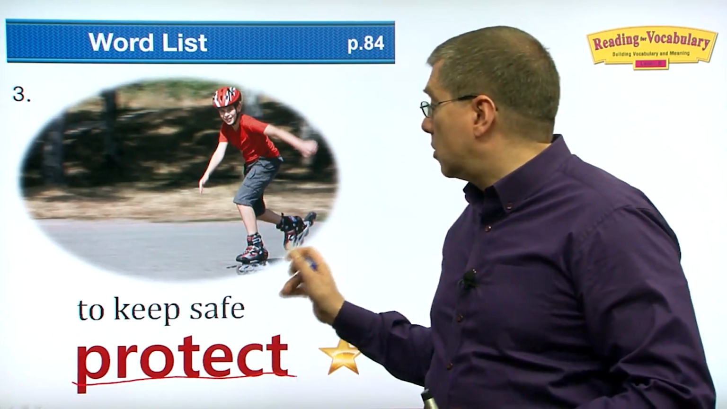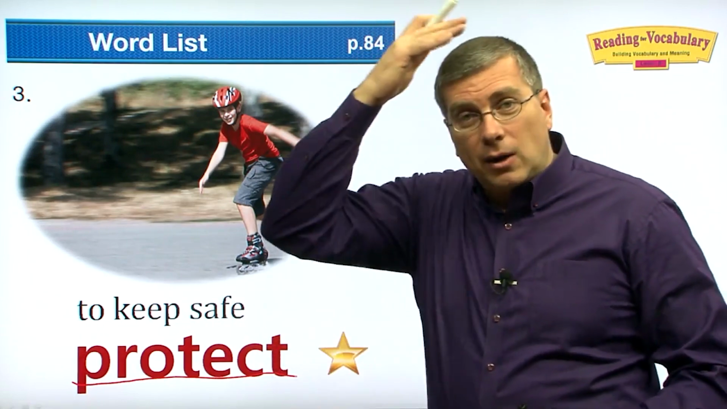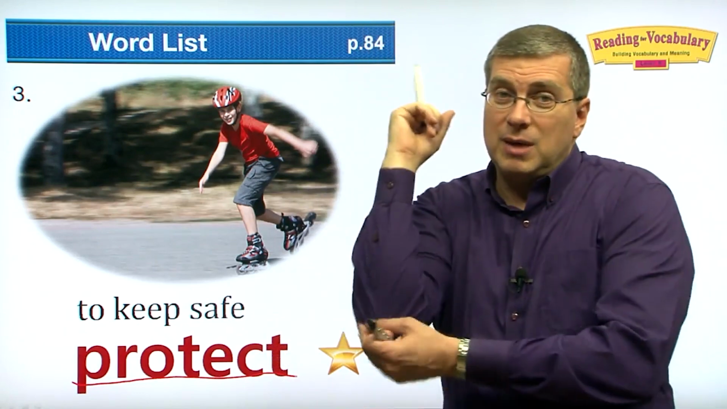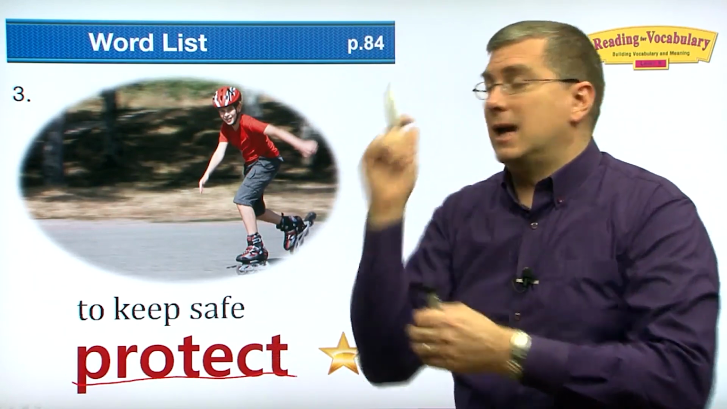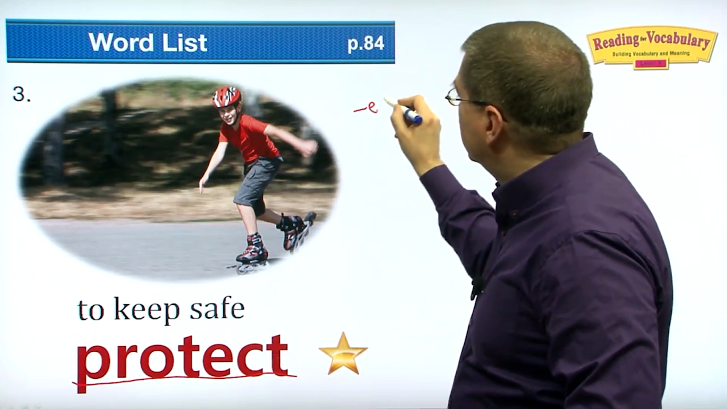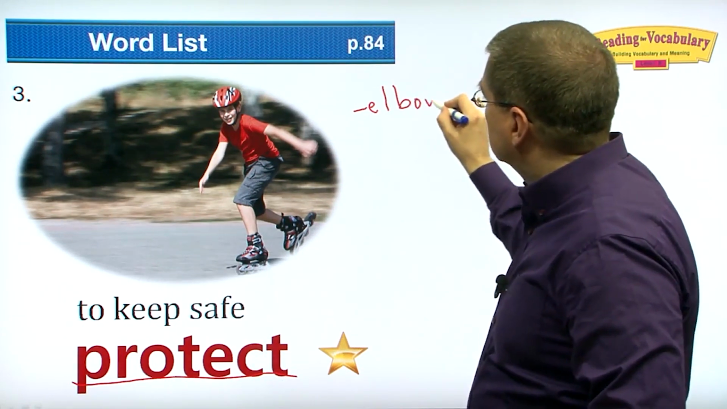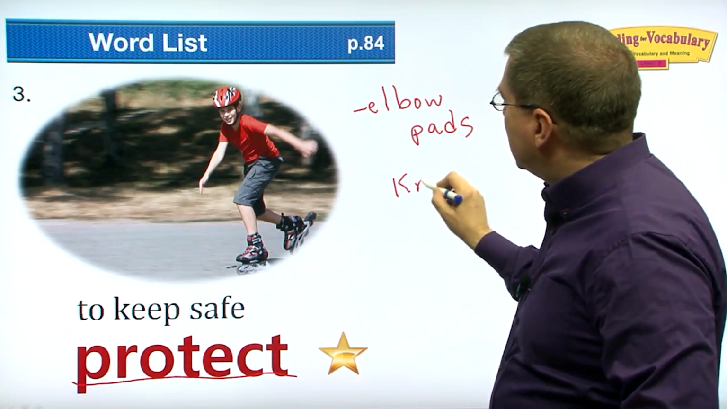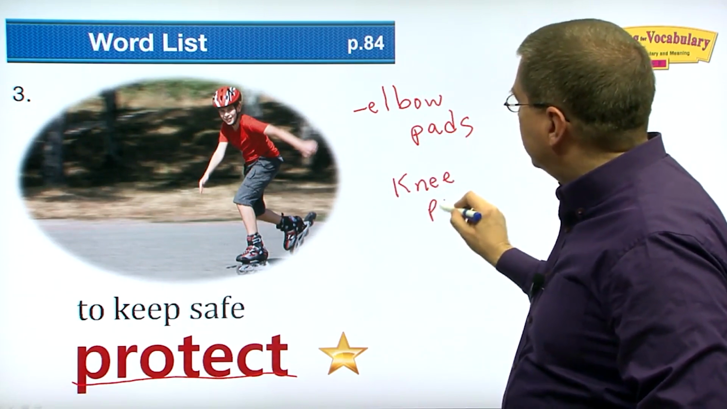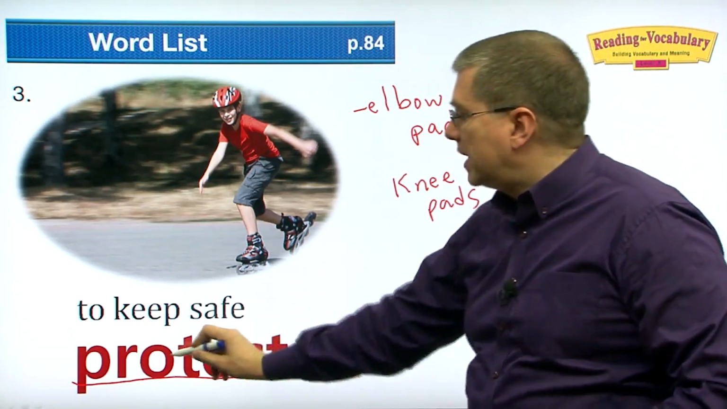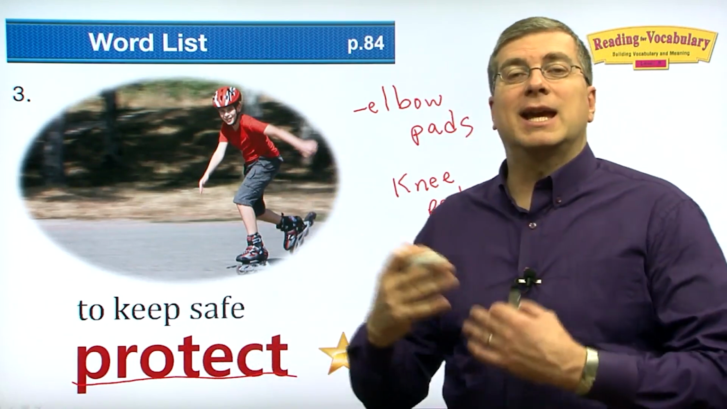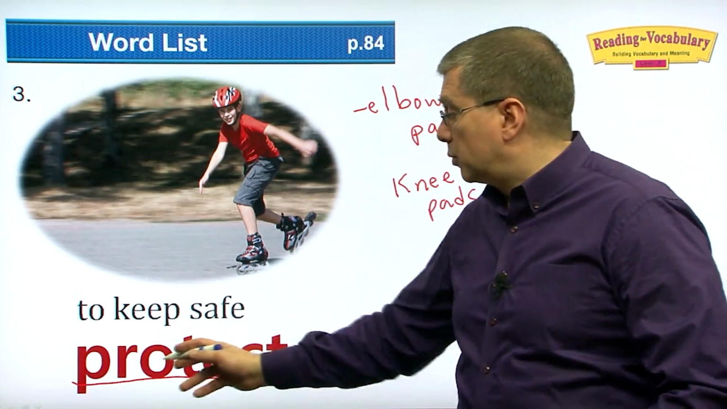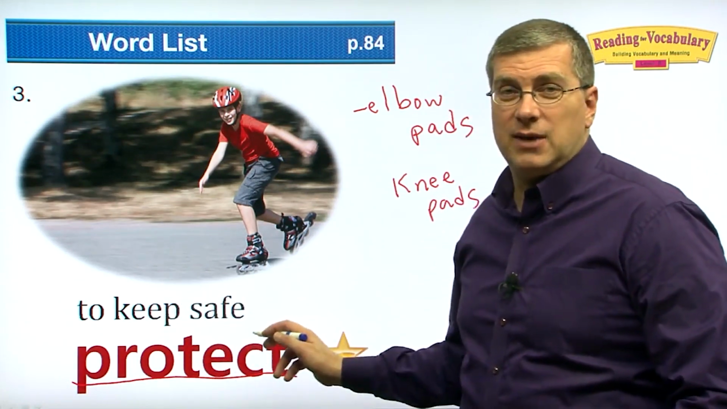If you're going to go rollerblading, wear a helmet. If you're riding a bike, wear a helmet. Maybe you should wear elbow pads and knee pads. These also help protect your body in case of an accident or in case you fall down. So protect yourself. Keep safe.